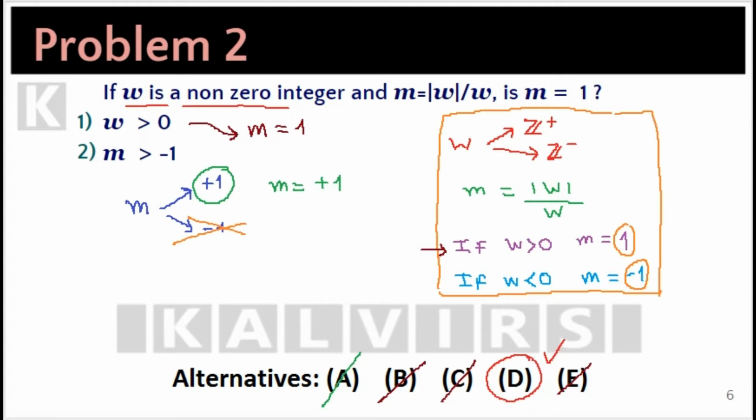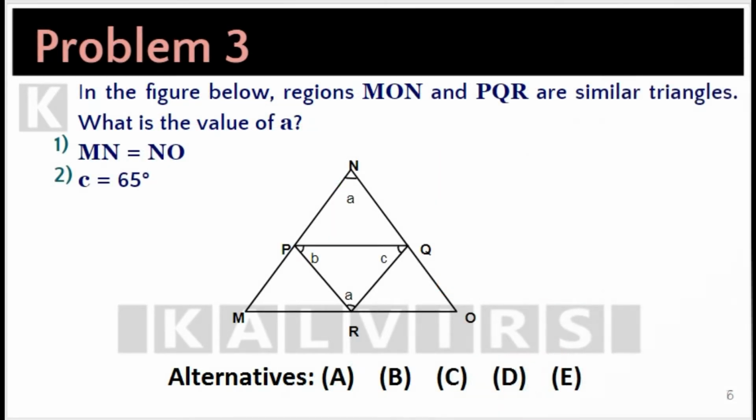Choice D is correct. In the figure below, regions MON and PQR are similar triangles. What is the value of A? So first of all, from the question stem, A plus B plus C must be 180, since the sum of interior angles of any triangle is always 180.